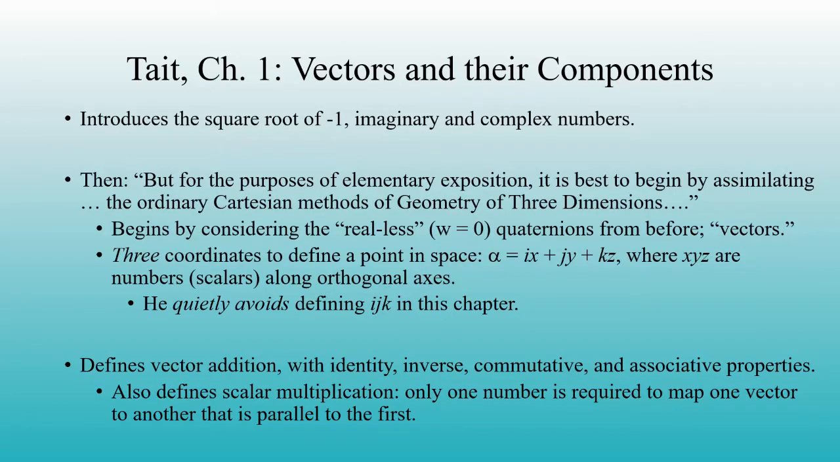Tait begins straightforwardly. He introduces the square root of -1 and then introduces imaginary and complex numbers. But then, an abrupt pivot. He writes, "but for the purposes of elementary exposition, it is best to begin by assimilating the ordinary Cartesian methods of geometry of 3 dimensions." That is, he is going to start off using only those 0 real quaternions that we discussed earlier, where the coefficient w is set equal to 0 and the quaternion itself is composed of just 3 parts.